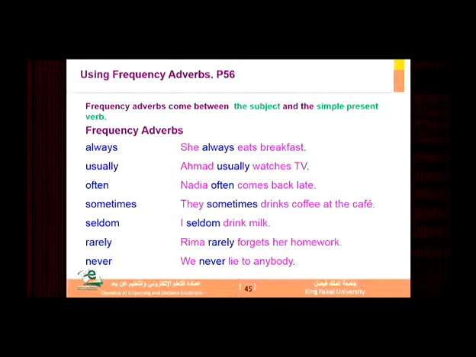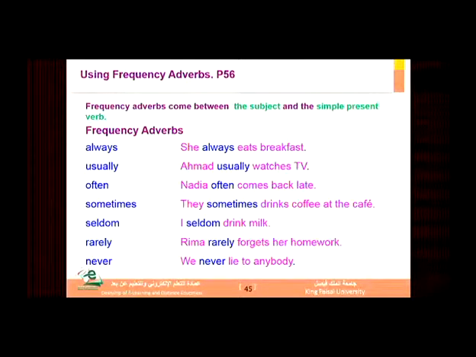So here are some examples of the frequency adverbs: always, usually, often, sometimes, seldom, rarely, and never. She always eats breakfast. Now, the subject is she, and the verb is eats. The adverb always comes between the subject and the verb. She always eats breakfast. We cannot say she eats always breakfast. So the adverb comes between the subject and the verb.